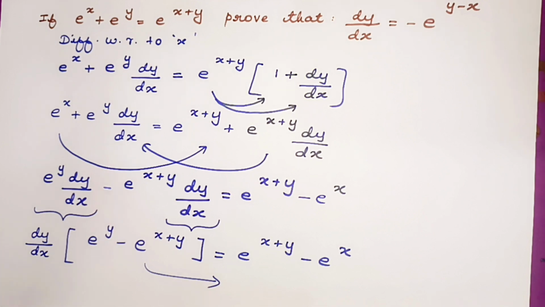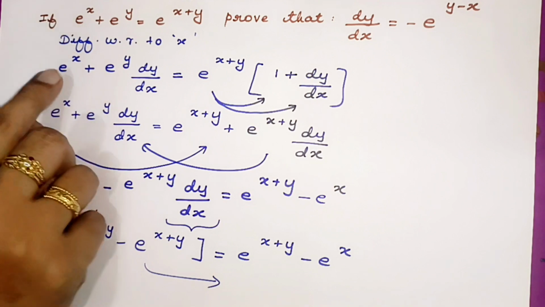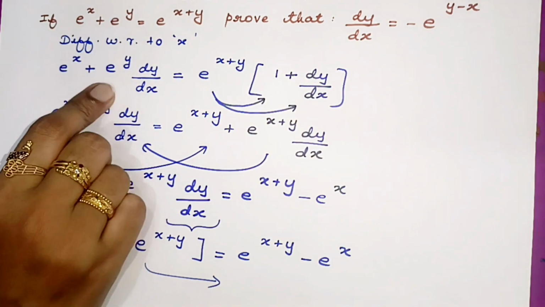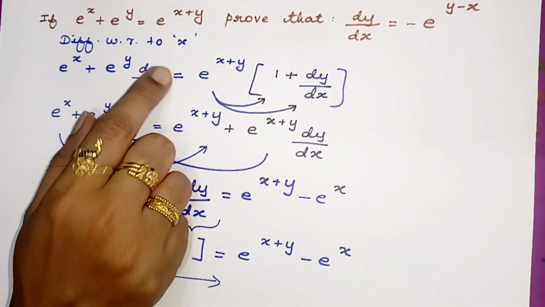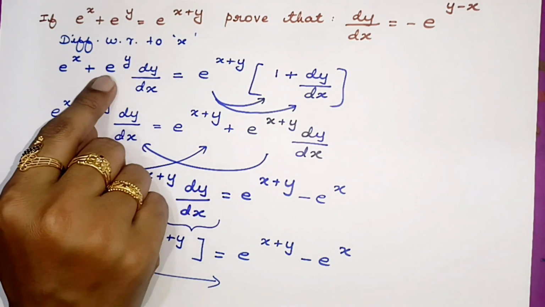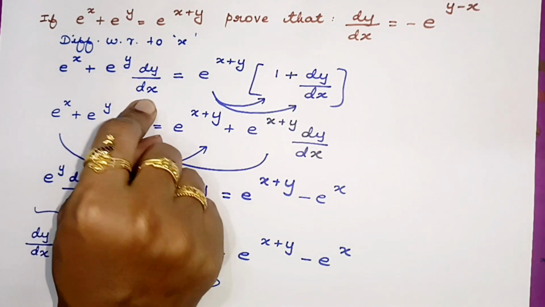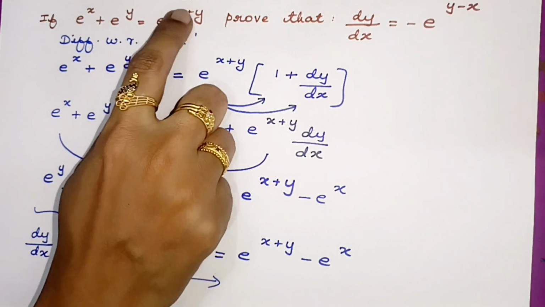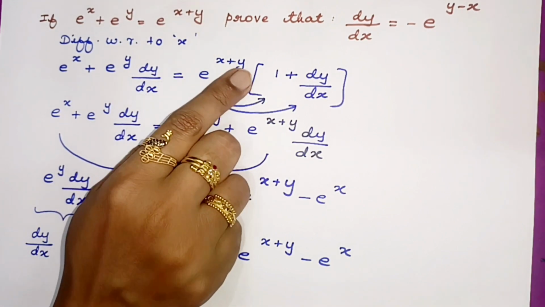நம்ம என்ன பண்ண போறோம்னா differentiate எடுக்க போறோம் with respect to x. So e power x differentiate பண்ணா e power x தான். e power y differentiate பண்ணா e power y into dy by dx, because நம்ம x பொறுத்து தான் differentiate பண்றோம். y எங்கெங்கெல்லாம் வருதோ அங்கெல்லாம் பக்கத்துல dy by dx போடணும். Next e power x plus y differentiate பண்ணா e power x plus y தான்.